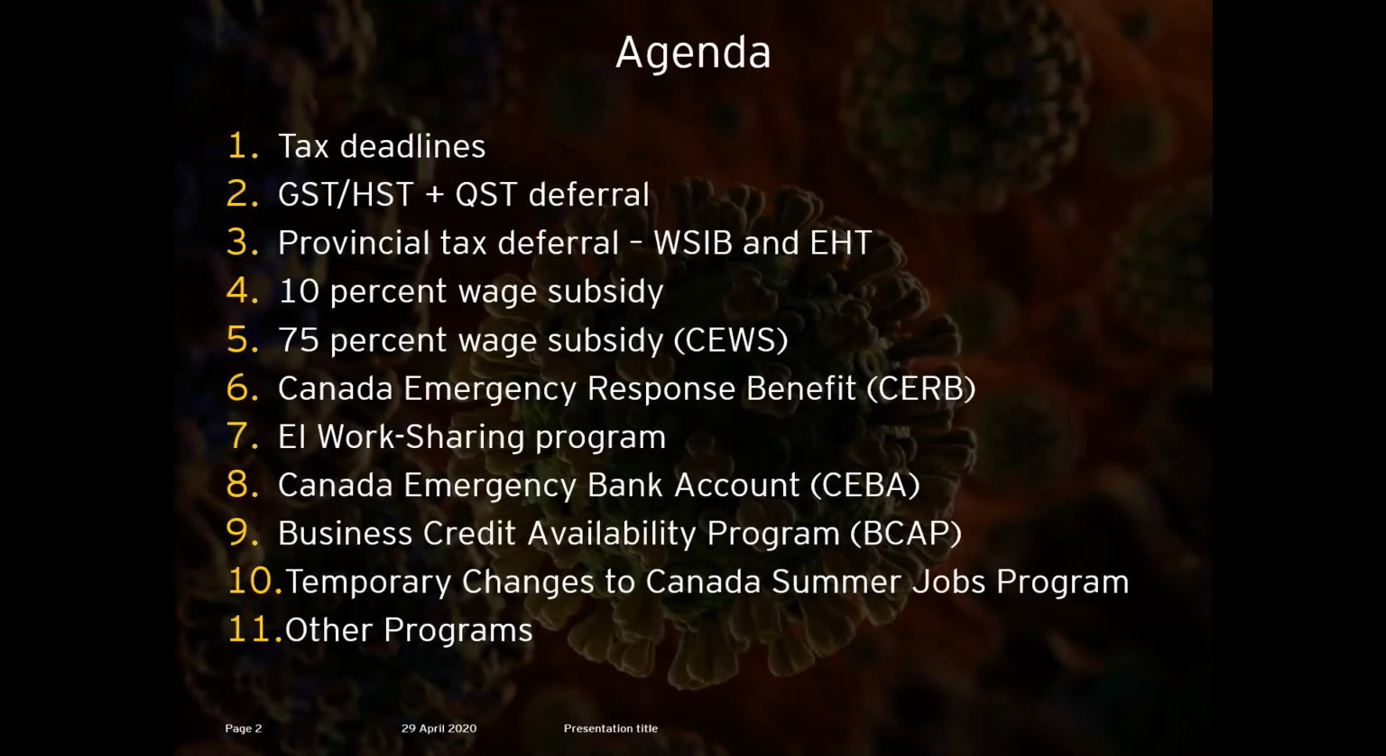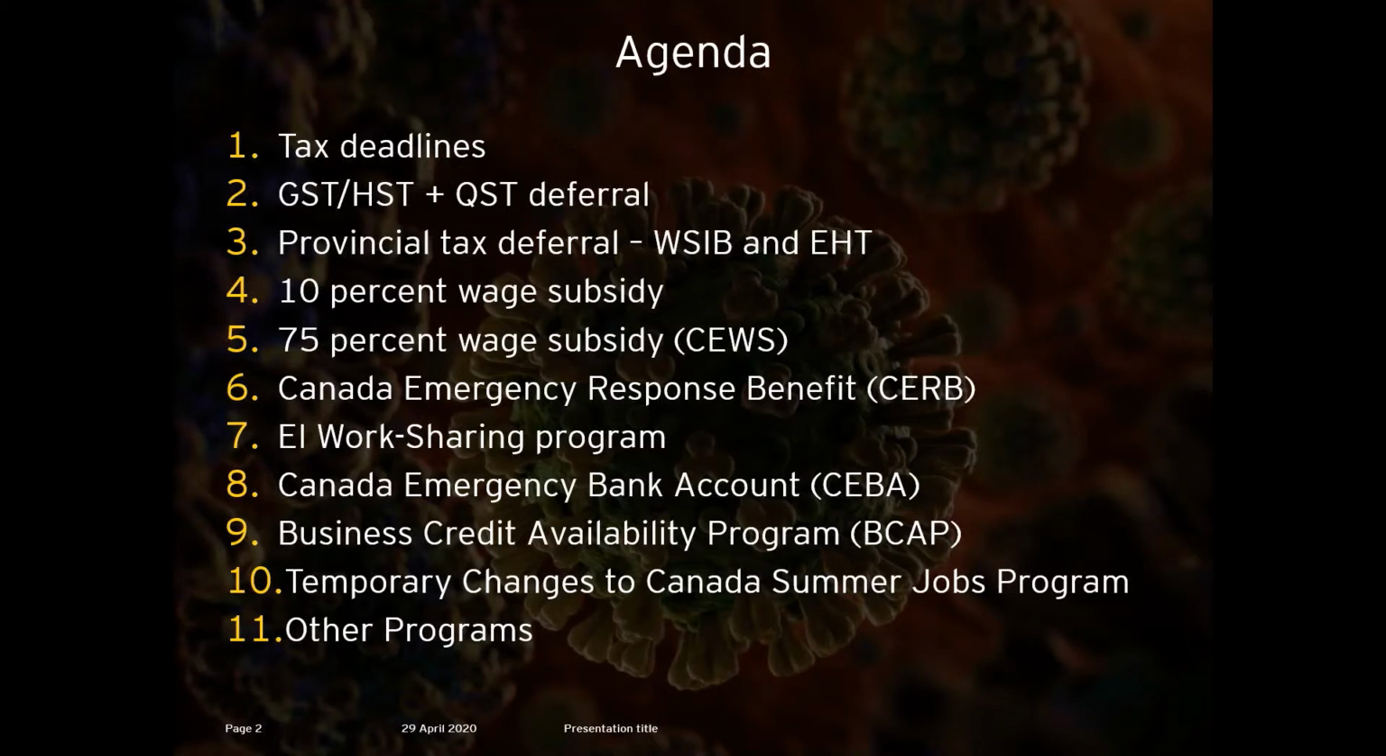Then the next item is something which is getting a great deal of attention, and something that I've been spending a lot of time on. This is a 75% federal wage subsidy, often referred to by the acronym CEWS. So this has been getting a lot of attention. What I'm going to do is just talk at a high level about some of the eligibility requirements.